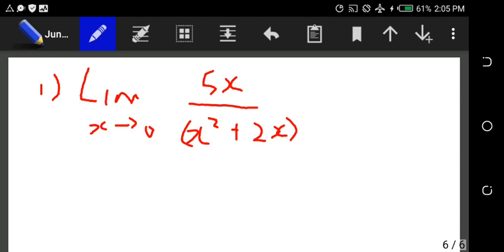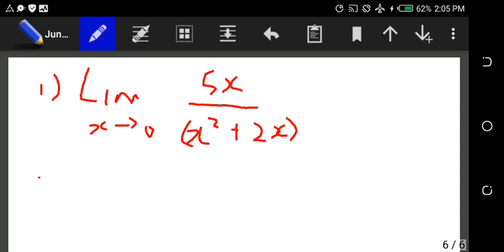You can factorize this denominator. That's a hint I'm giving you there. You can factorize that to be x into x plus 2. I'm just giving you a hint, but play around with that and see what you come up with.